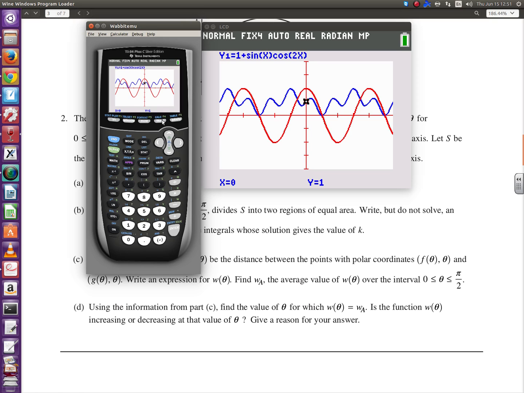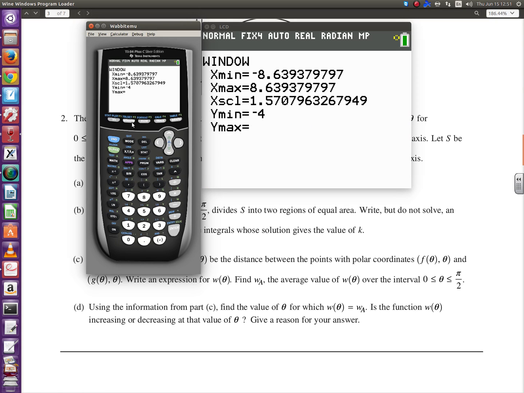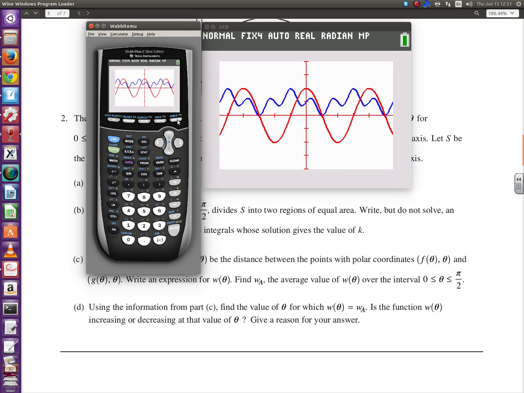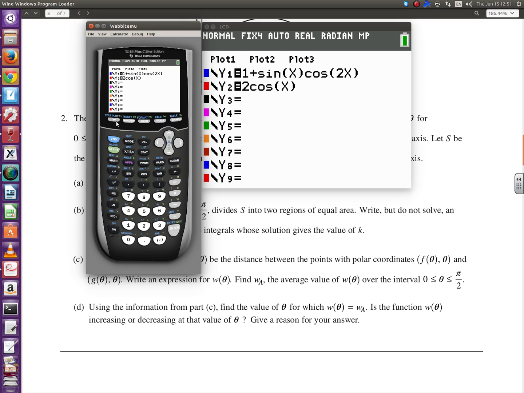Okay, so where is pi over 2? Well, look at my window. I'm going from negative 8.63 to positive 8.63 radians, and my x scale is pi over 2. That is pi over 2. So do they intersect somewhere before pi over 2? Did I input this right? Wait, let me look at my equals: 1 plus sine of x, cosine of 2x, and 2 cosine of x. Yeah, that's it. Okay. Let's make this more obvious.